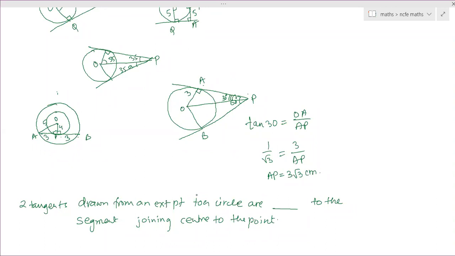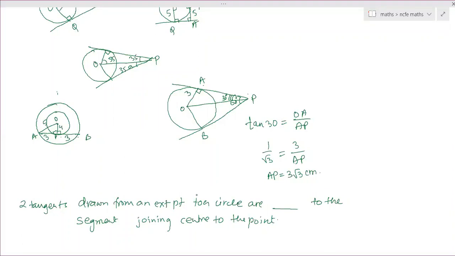Are equally inclined. How? The OP, the two AP and PB, when they are joining, that angle is bisected, no? So they are equally inclined to OP. So angles APO and BPO are equally inclined to OP. Okay, ma'am. Thank you, ma'am.